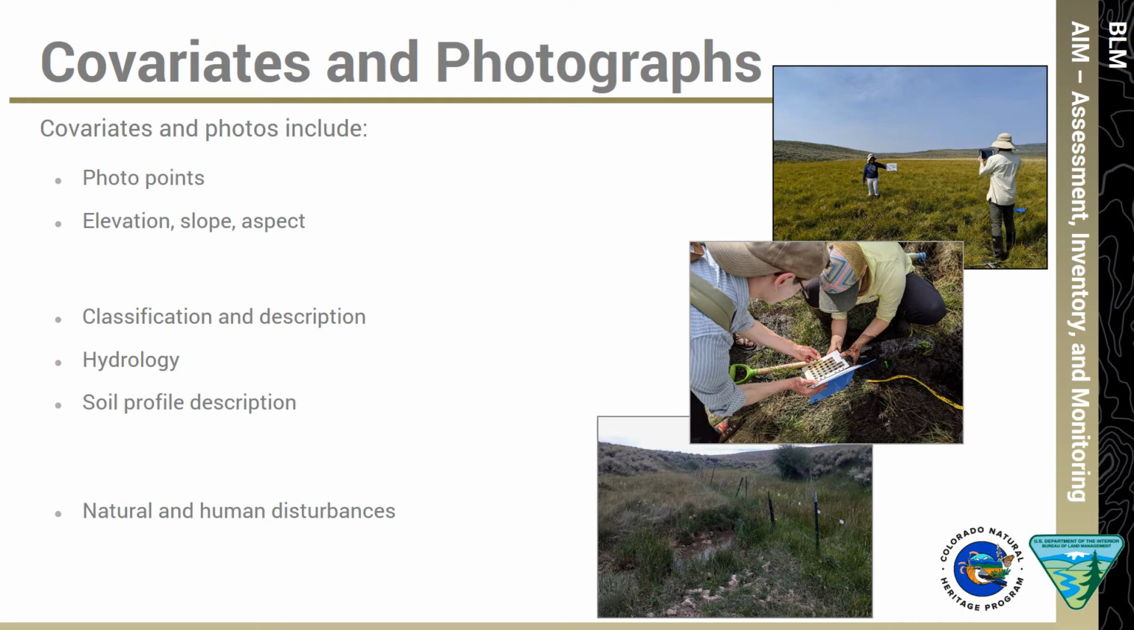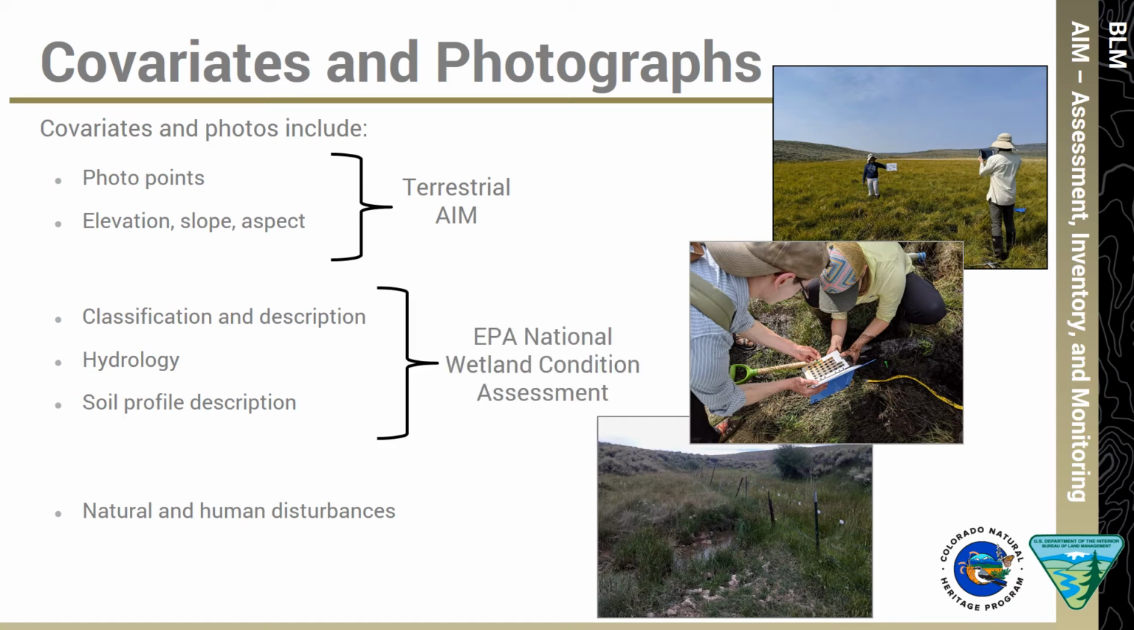Covariates help describe the site being sampled and include photo points and basic descriptive information like elevation, slope, and aspect. And they are all collected following the terrestrial AIM methods. Classification, hydrology, and soil profile descriptions are all specific to riparian and wetland environments and follow methods outlined in EPA's National Wetland Condition Assessment. Lastly, data on natural and human disturbances are collected. These specific methods have been adapted from multiple sources, including EPA and other AIM programs and NatureServe.